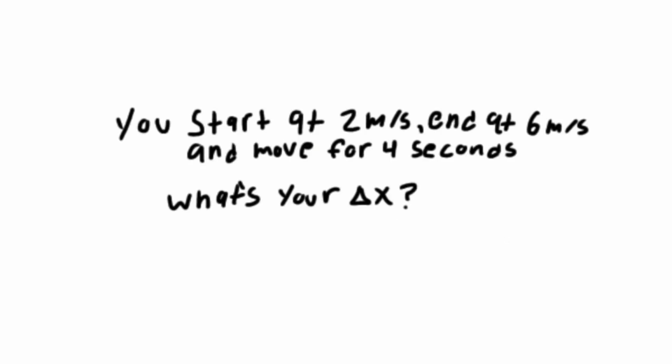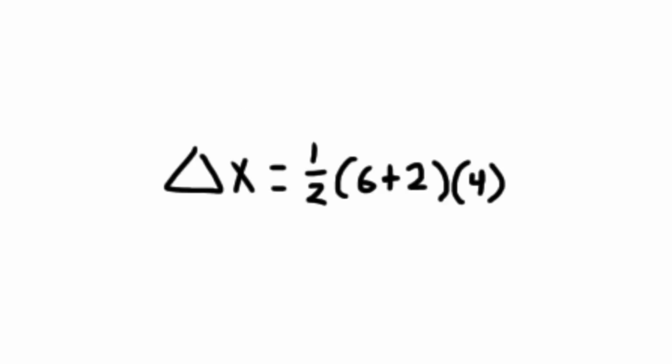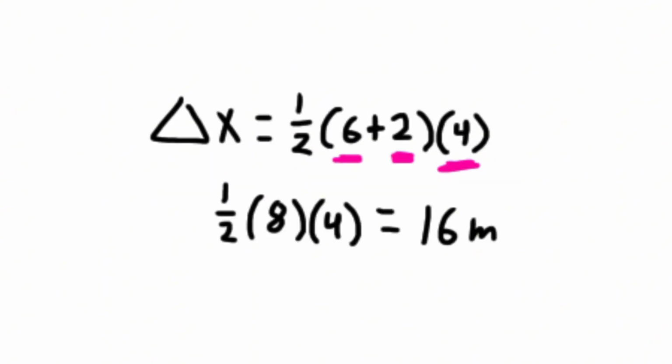Now let's do this example. Say you start at 2 meters per second, you end at 6 meters per second, and you move for 4 seconds. What is your displacement? Well, once again, we're just going to go ahead and plug in. Since our final was 6 and our initial was 2, we're going to multiply that sum by our time, 1 over 2 times 8 times 4. And that will give you 16 meters as your displacement.